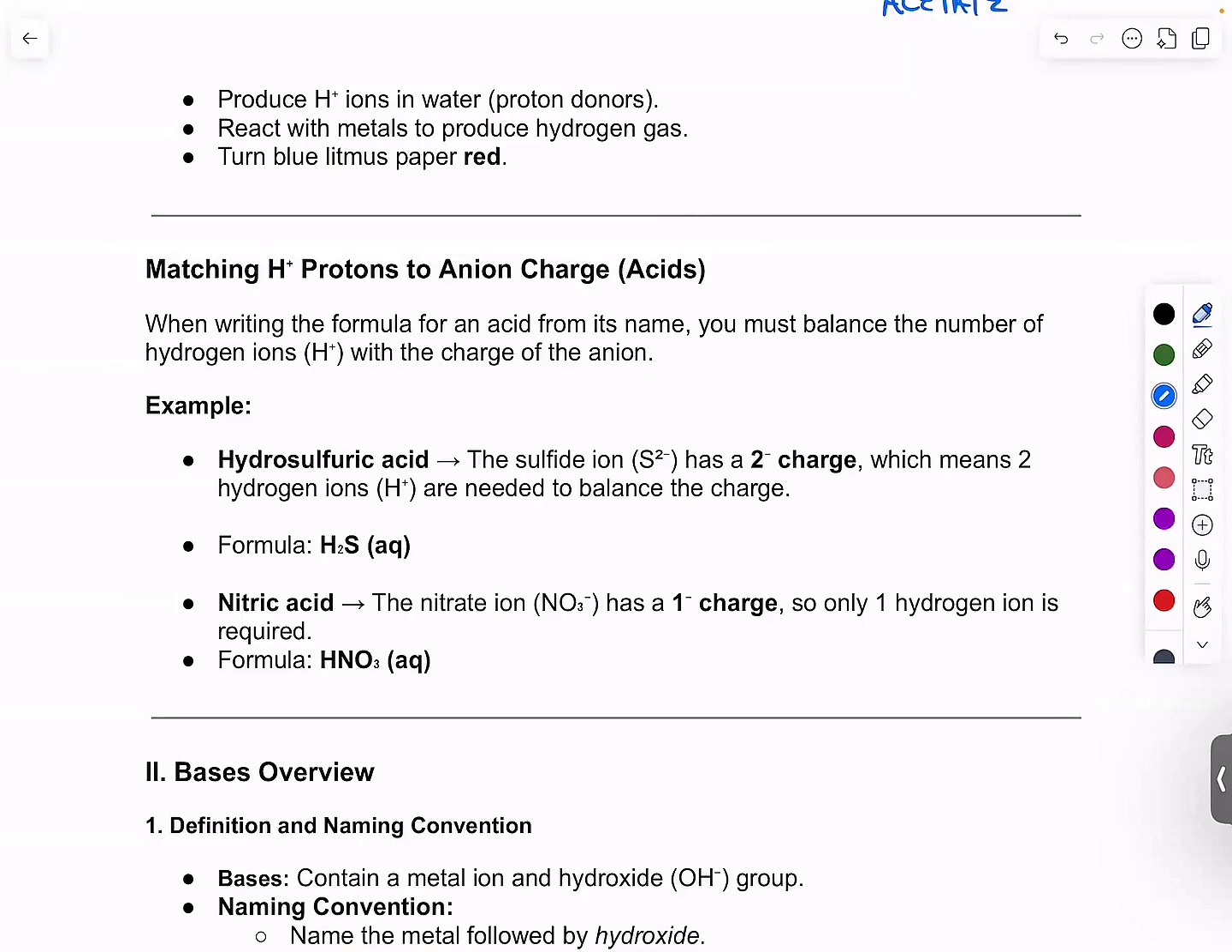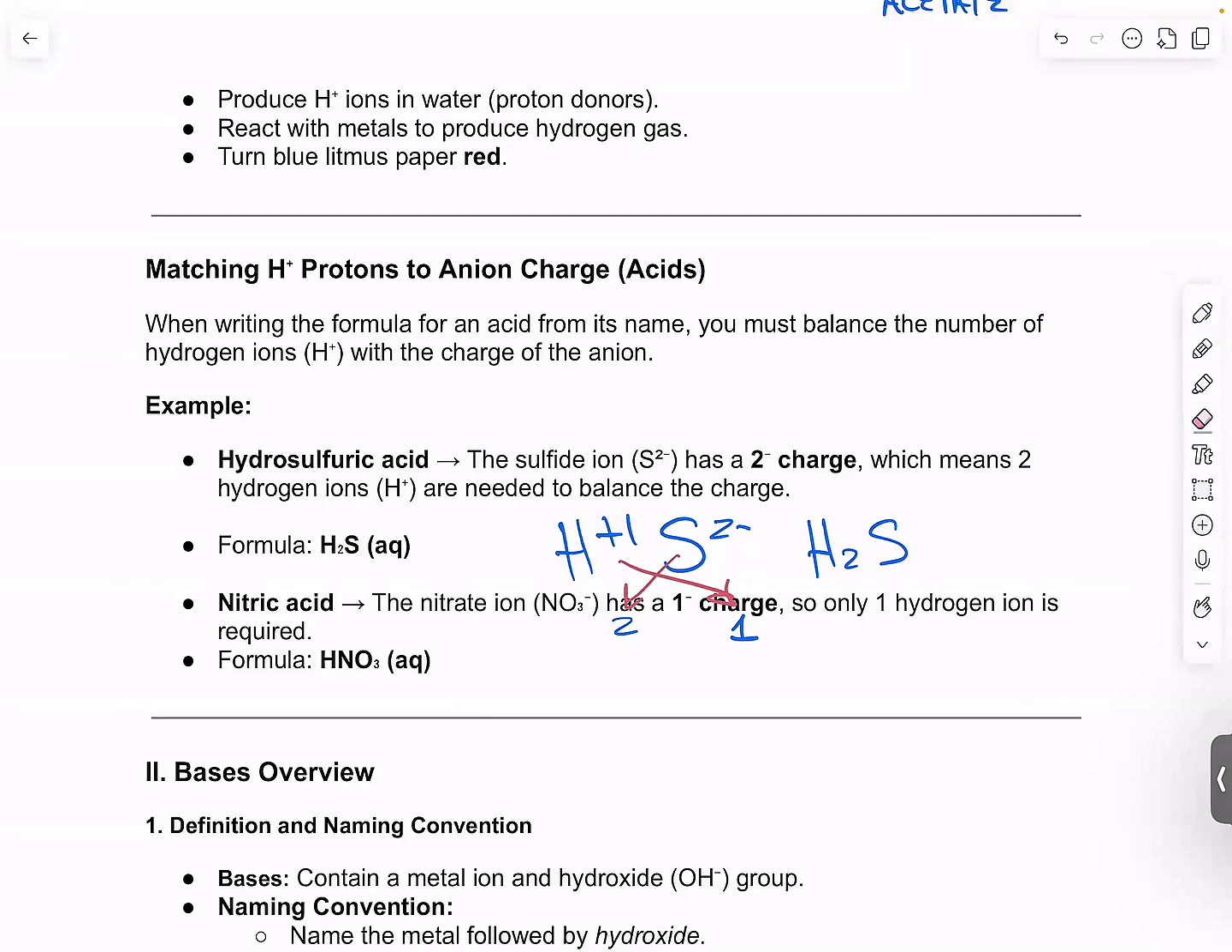So for instance, we have H plus and S2 minus. Because hydrogen is only +1, we just need two hydrogens to balance that out. And you can, of course, use the crisscross method that we use with the ionic compounds. So this would be H2S. We'd have two here, and of course, one. So that's an example. And then nitrate, I'll go ahead and remove this real quick because it kind of spilled over.